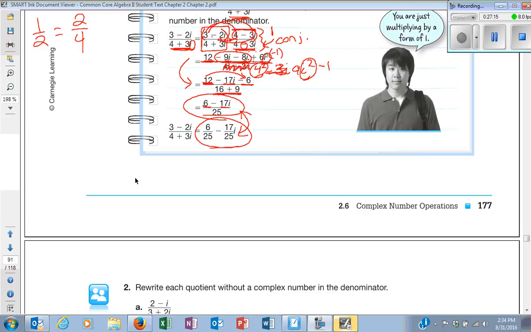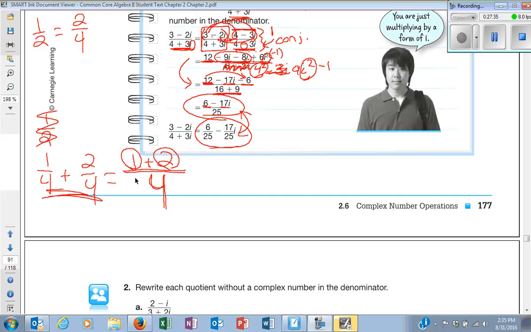Notice if I was adding fractions, if I have 1/2, no, let's not do that. Let's do, if I have 1/4 and I add 2/4. Really what I'm getting is 1 plus 2 on the top over 4. So if I can have a number plus a number and then put it over the same denominator, because I had same denominators over here, if I can go this way, I can go backwards and split them apart.